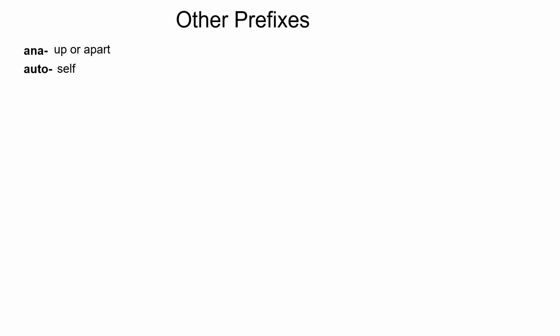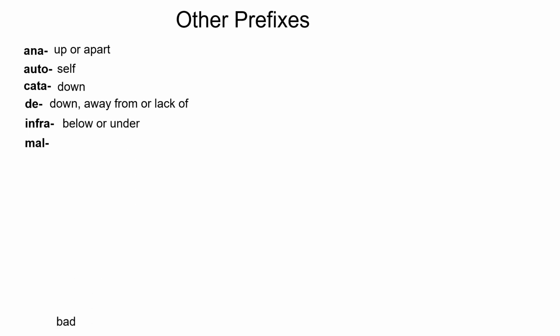Auto means self. Kata means down. De, now this is a little bit of a tricky one, can mean down, away from, or lack of. Now, we will see lack of being used quite a bit this semester. Down and away from occasionally, but not quite as much. Infra, now this is a tricky one because people see that in and they think it means inside. It does not. Infra means below or under. Mal. Mal means bad. Meta. Meta means beyond or change.